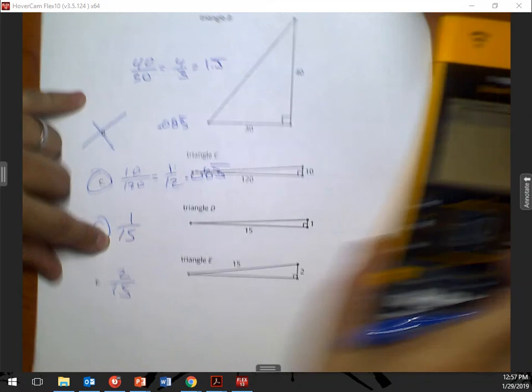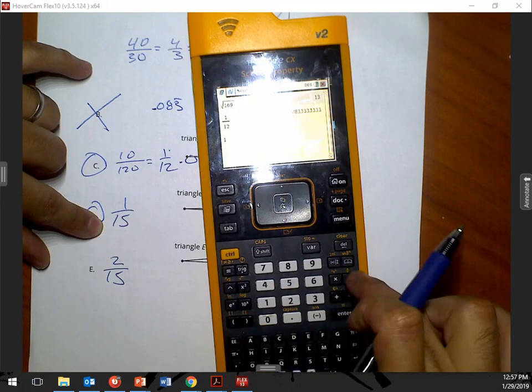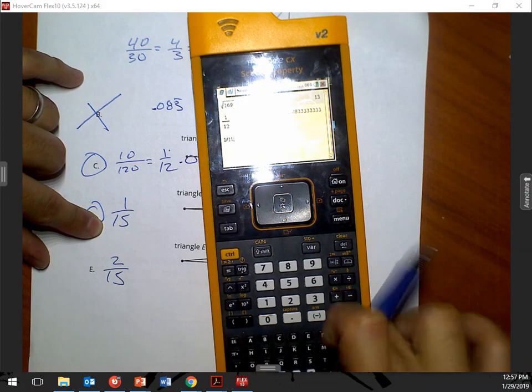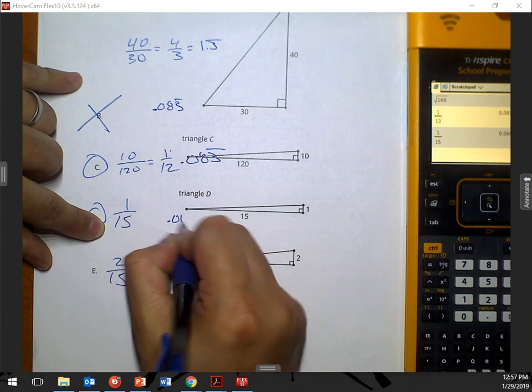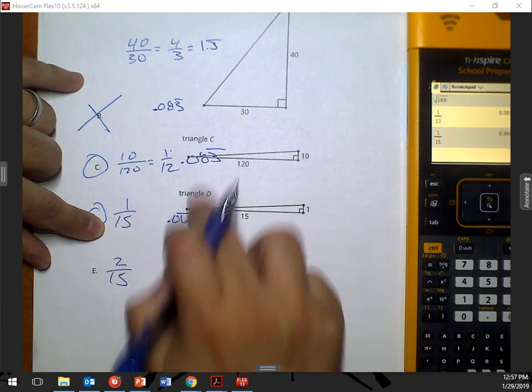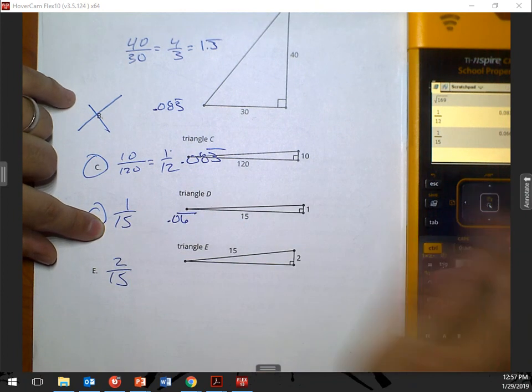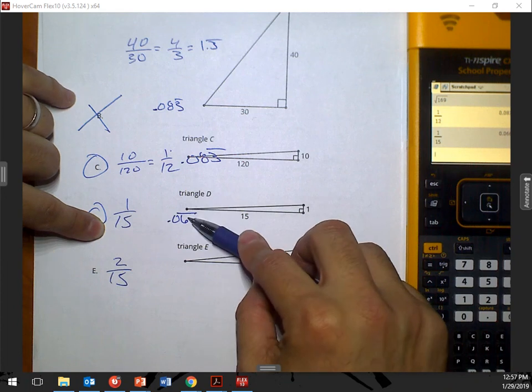1 over 15, is that going to be less? 1 divided by 15, control divide, gives 0.06 repeating. Is that less than this? Yes, it is less than, so that one is a yes.